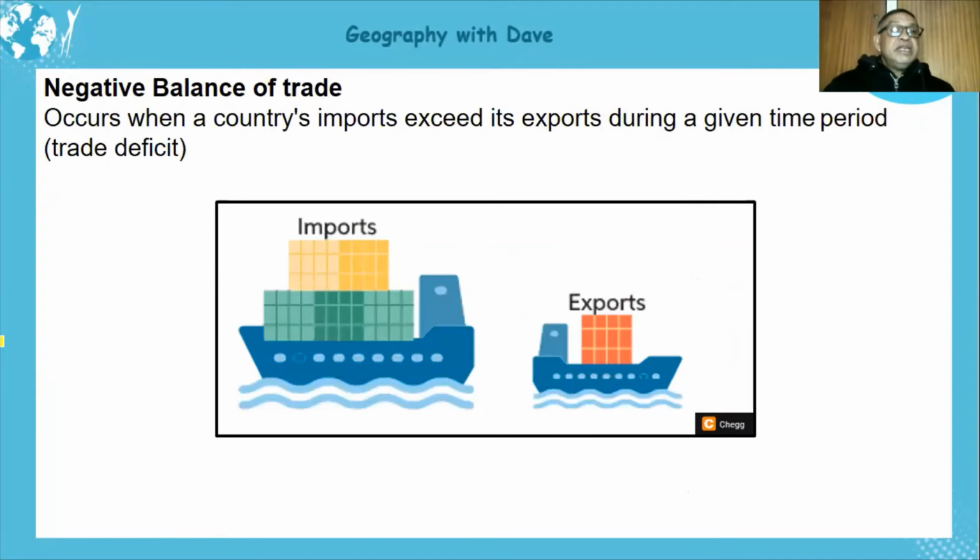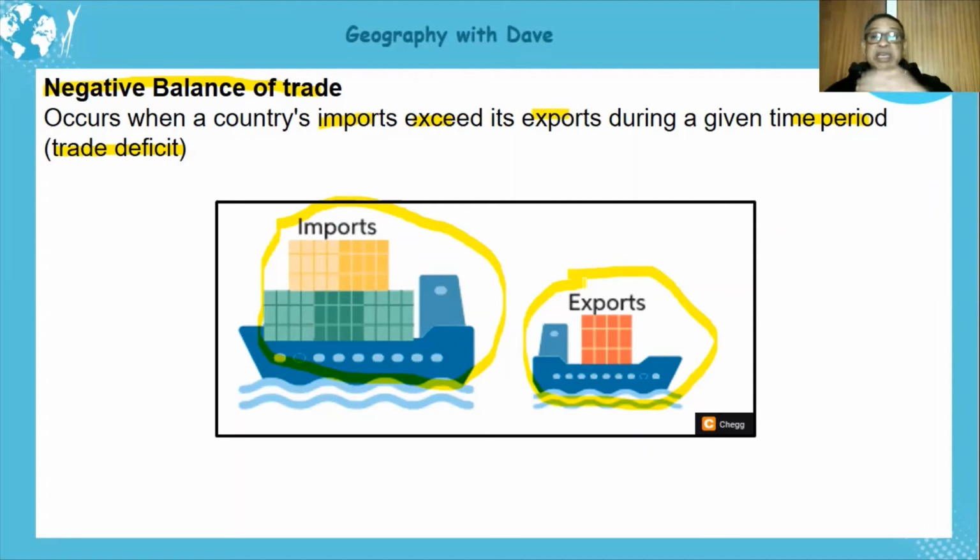Okay, let's look at a negative trade balance. And this is the opposite. It occurs when a country's imports exceed its exports for a given period of time, or maybe a year, etc. This is a trade deficit. Little diagram here showing you more buying and less selling. Okay, so more money is leaving the country than coming into the country. Trade deficit, not that good.